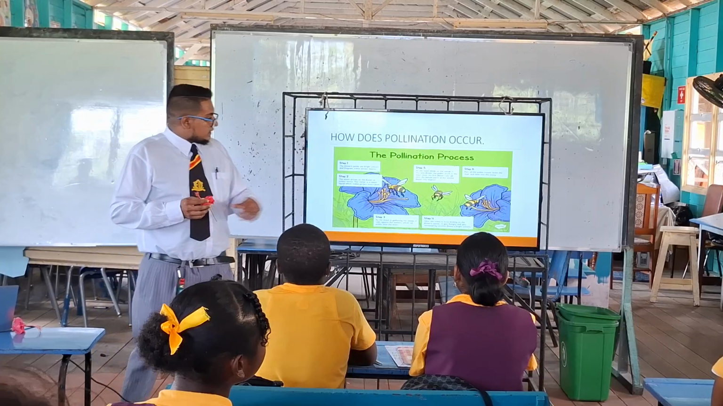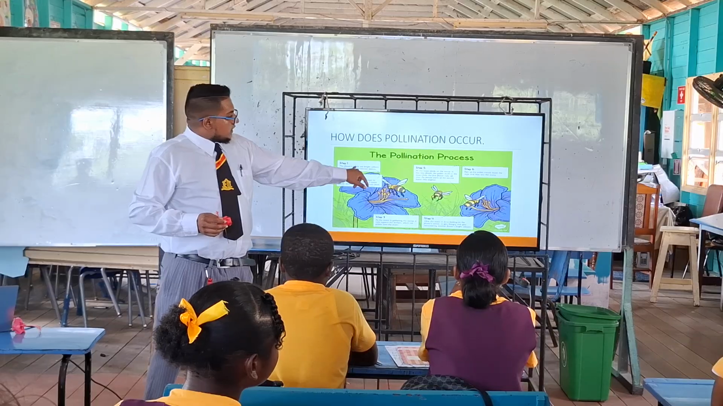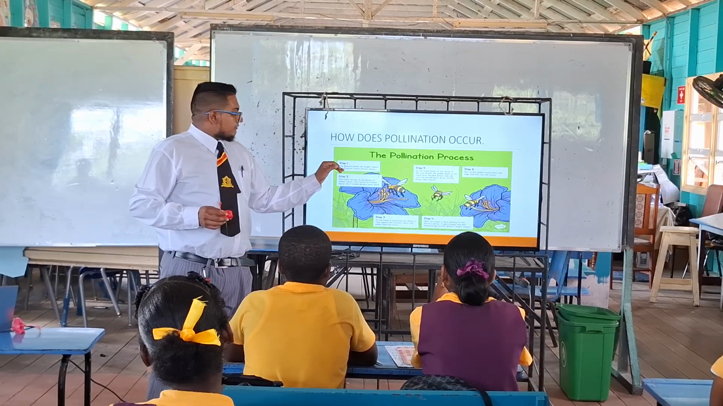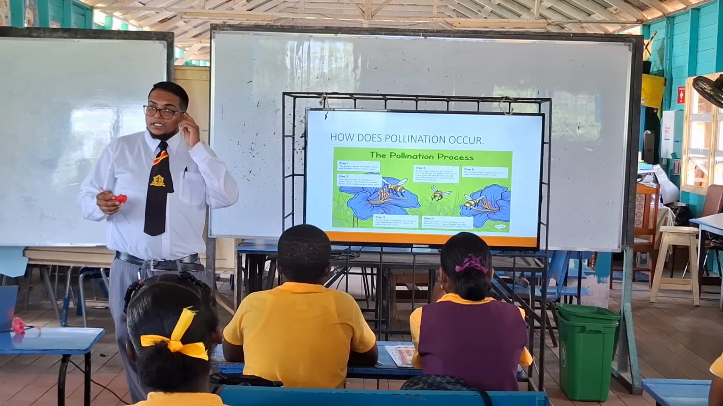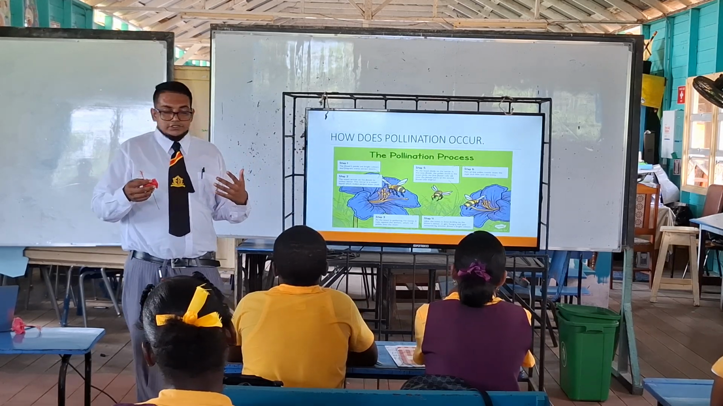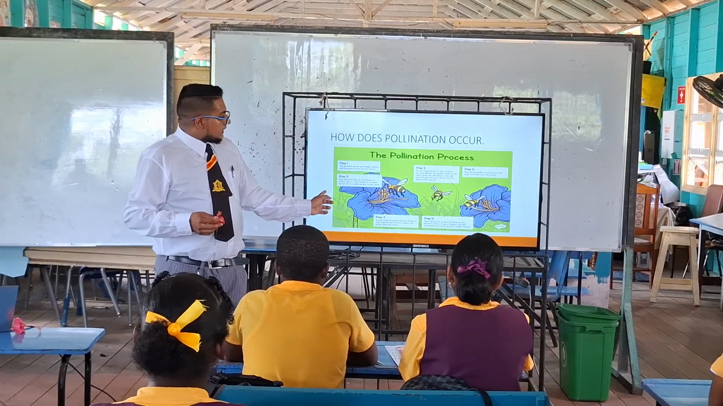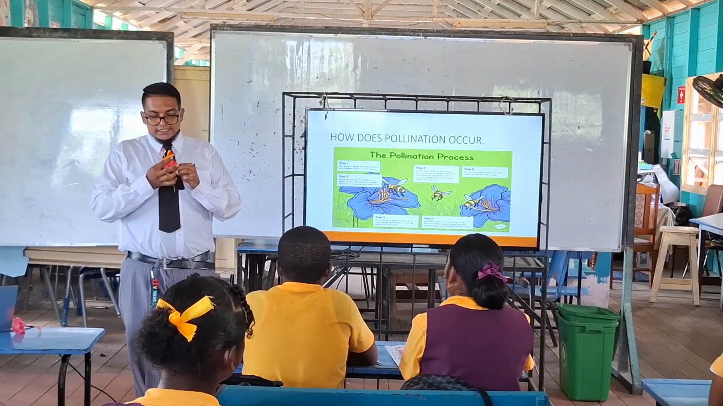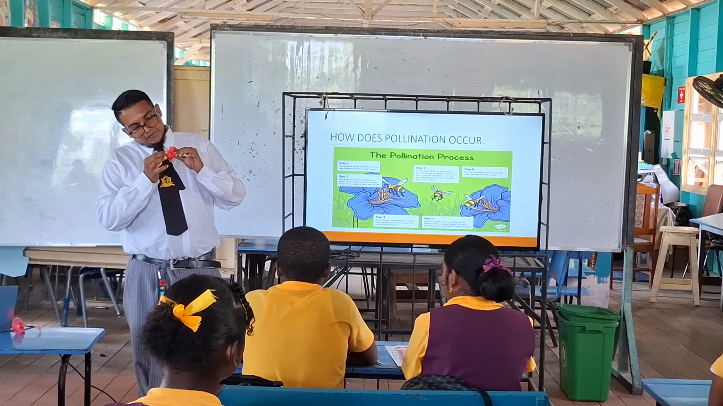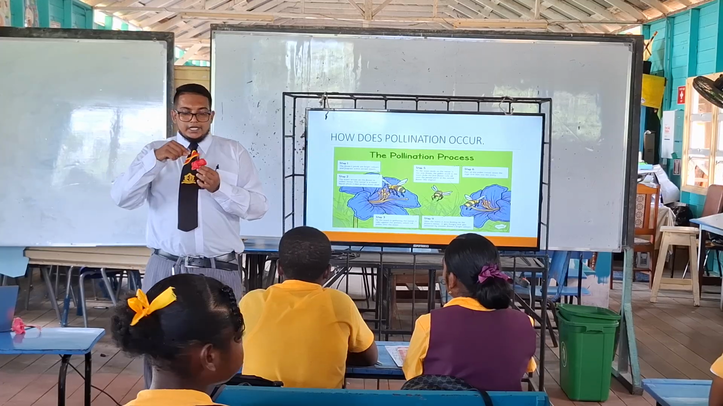Pollination is the movement from the anther to the stigma. So step one, flowers have strong petals, bright colors, and a fragrant scent for attraction. You also see insects buzzing around flowers, right? And step two, the insect arrives at the flower to collect the nectar.